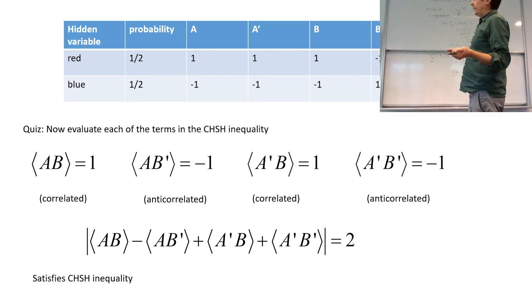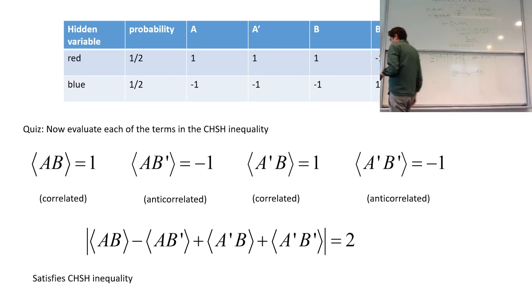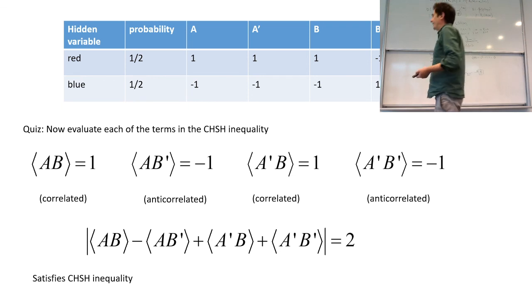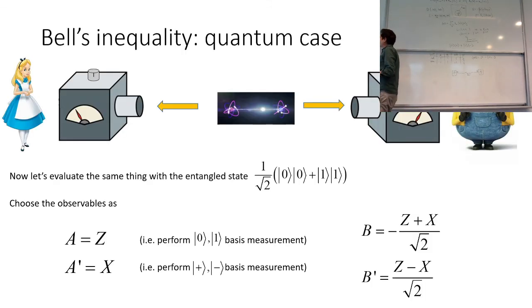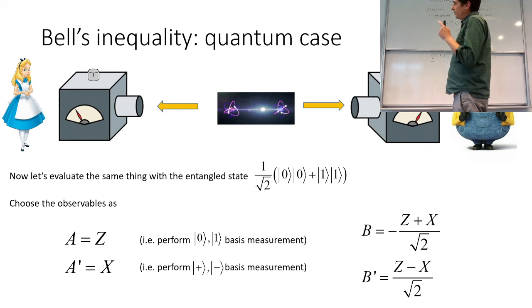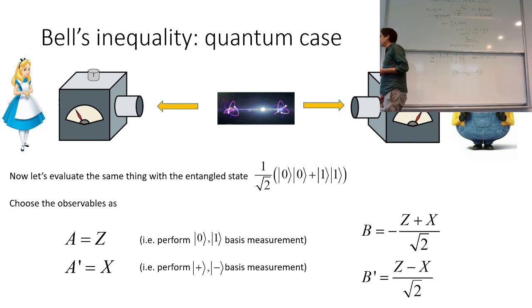So that's the classical case. That's the statement of the so-called CHSH inequality, named after four people: Clauser, Horne, Shimony, and another one. So let's look at the quantum case, but I think we're running out of time. Maybe I don't want to rush it too much, so let's leave it there.